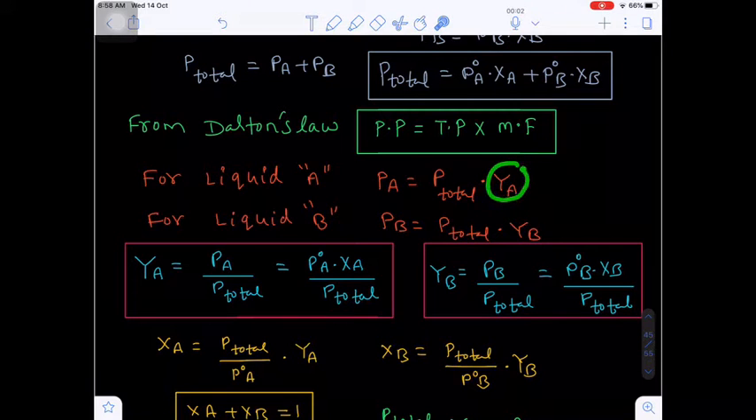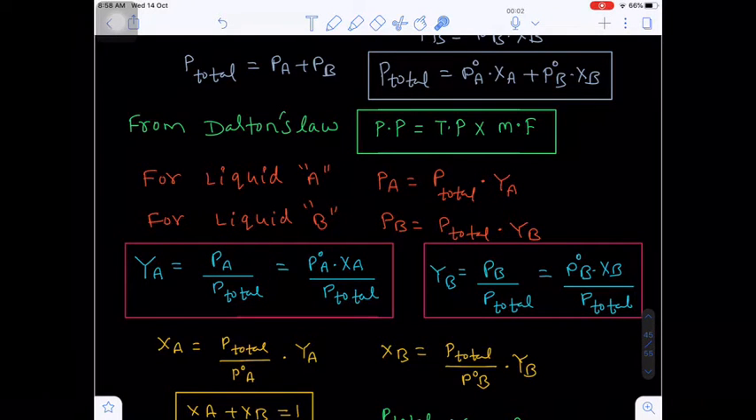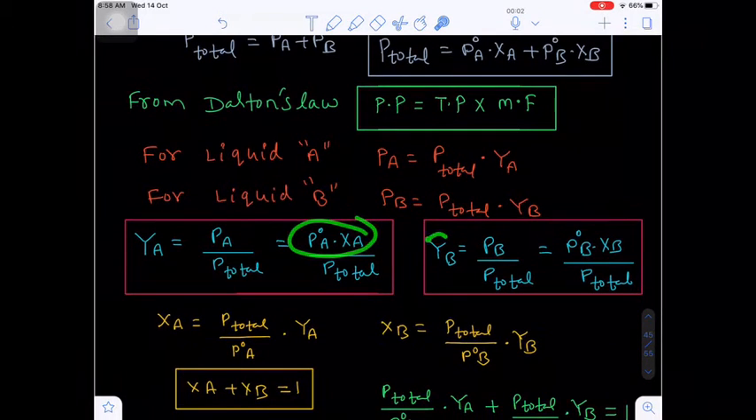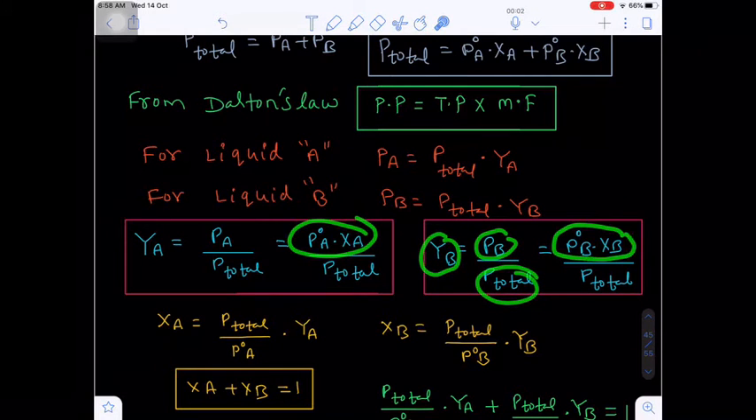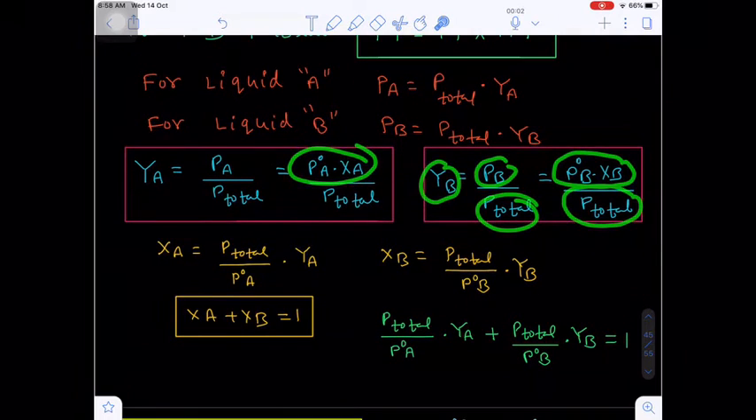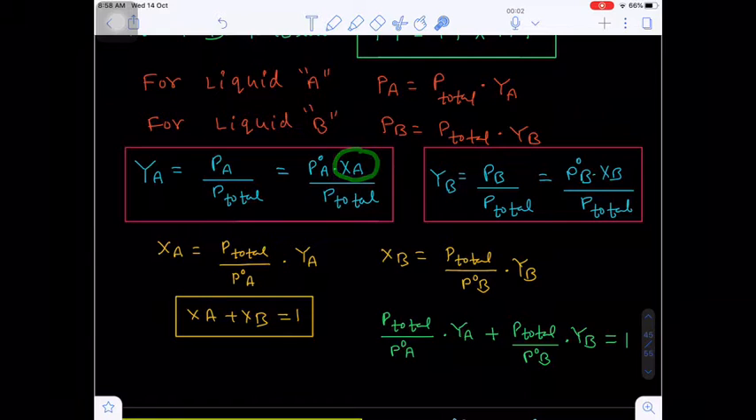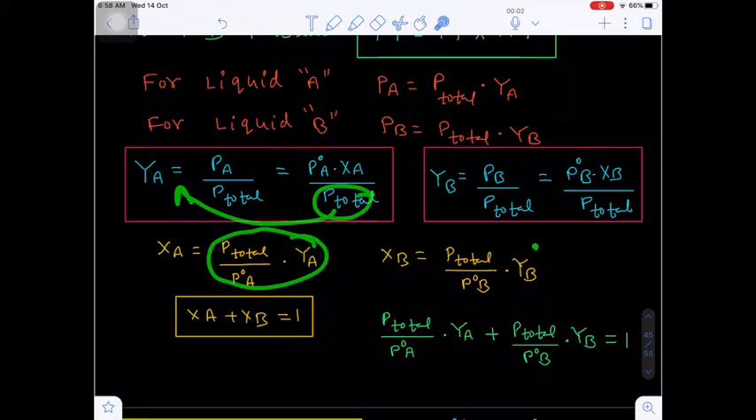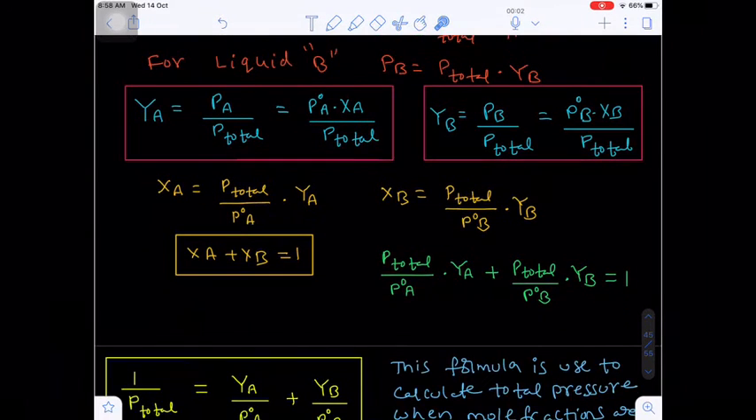Okay. Now from here, what is Ya? The mole fraction of component A in the vapor phase will be equal to Pa by P total. What is Pa? Pa is nothing but P naught A into Xa divided by P total. And similarly Yb equal to Pb by P total, where Pb equal to P naught B into Xb divided by P total. Okay. Now here, what is the mole fraction of component A? That will be Xa, which is equal to, if you cross multiply here, Ya into P total by P naught A, and Xb is equal to P total into Yb by P naught B.